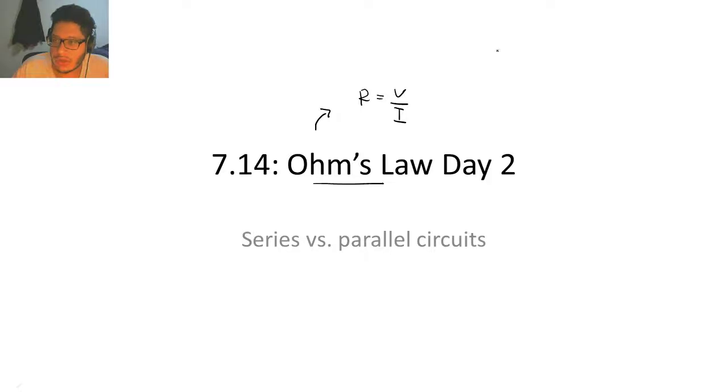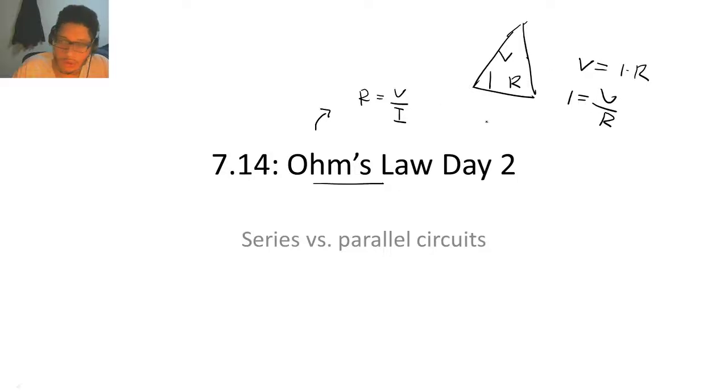Now remember, we also talked about this triangle that helps us figure out the different forms that this formula can take on. So we've got V equals I times R. We've got I is equal to V over R. But all three of these are really saying the same thing. They're just reformatted a little bit.